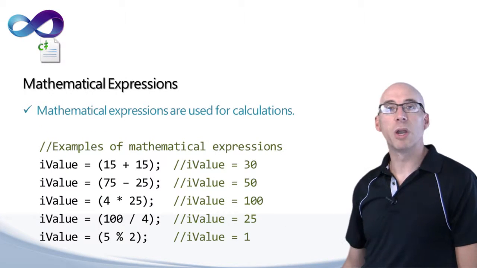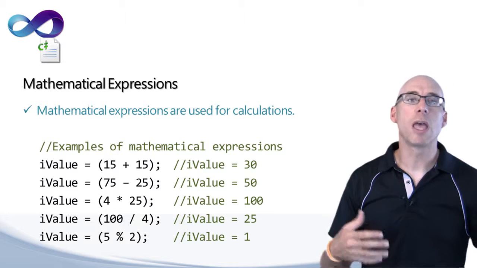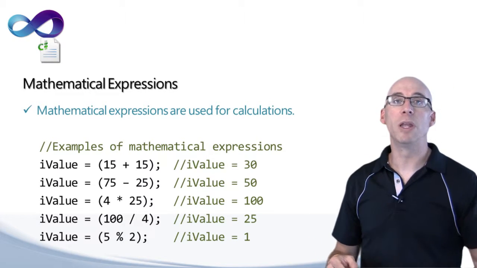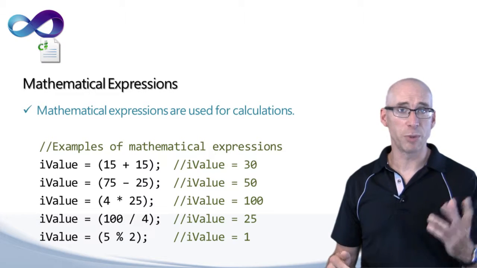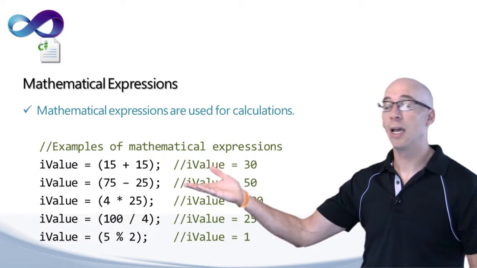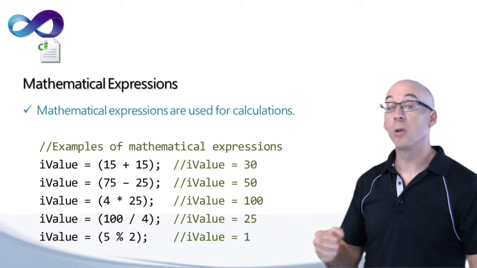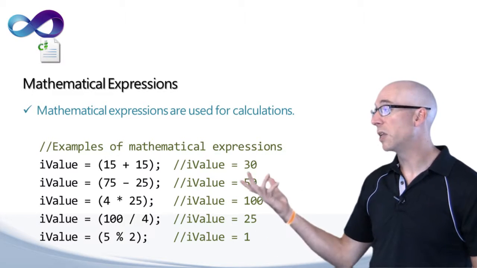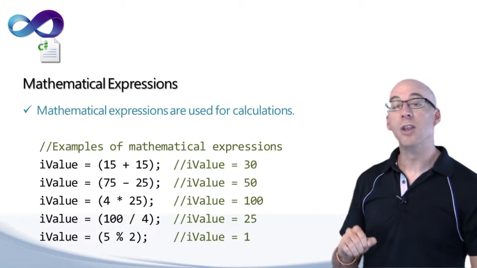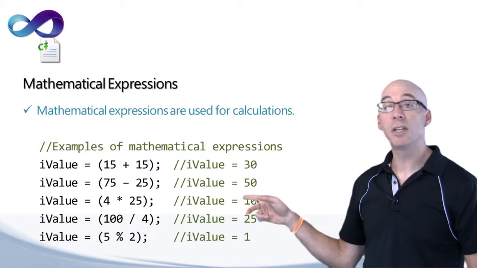Now, mathematical expressions. Mathematical expressions, they all make sense because we've been doing it forever, especially if you've been using Microsoft Excel or any other spreadsheet for that matter. We use mathematical expressions all the time. So I value equals 15 plus 15. That's 30. 75 minus 25. Multiplication, divide. And notice the last one where it says 5 mod 2.